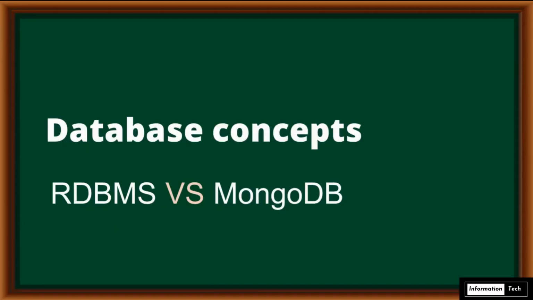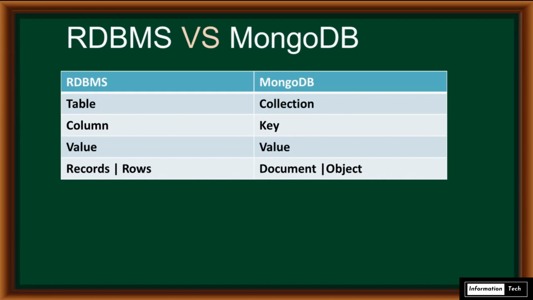Hello and welcome. In this video, I'm going to show you some key database concept differences between a relational database management system and MongoDB. In a relational database management system, you have tables. The equivalent of that in MongoDB is called a collection.